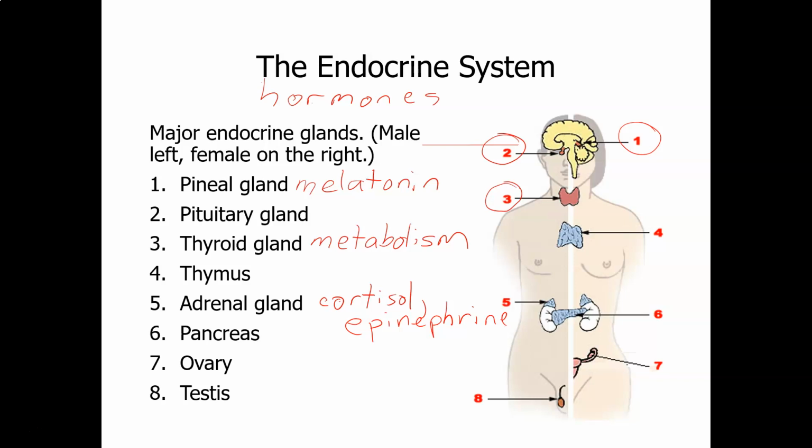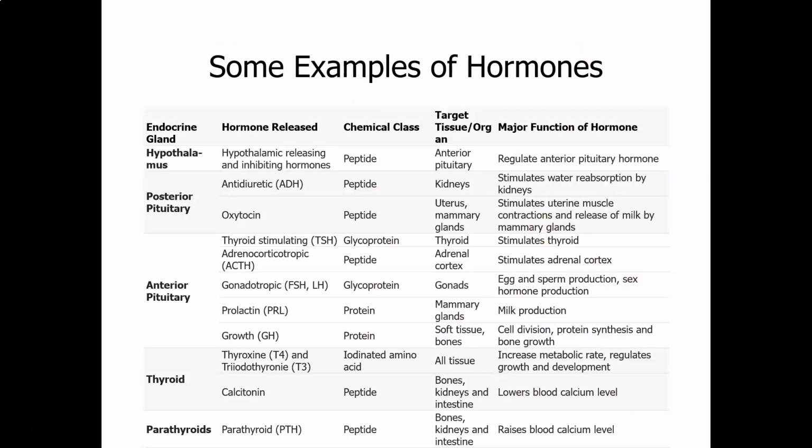And then your reproductive organs like ovaries and testes are part of the endocrine system as well. The ovaries produce female hormones, the testes produce male hormones. The endocrine system responses are slower, but they last longer than the nervous system. Okay. Some examples of hormones. There are hormones listed here.